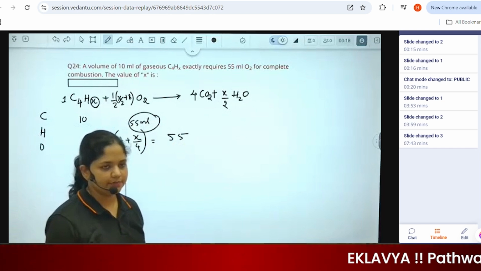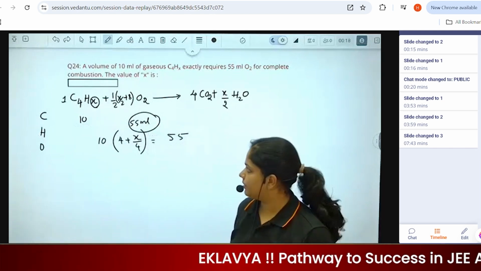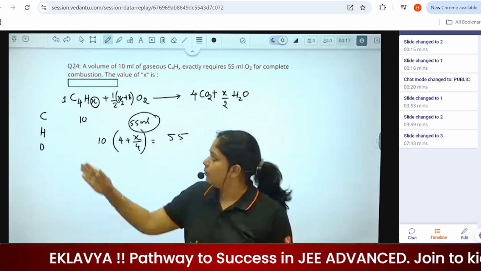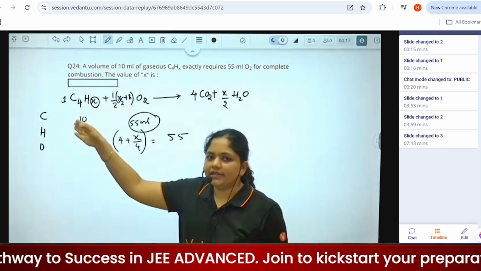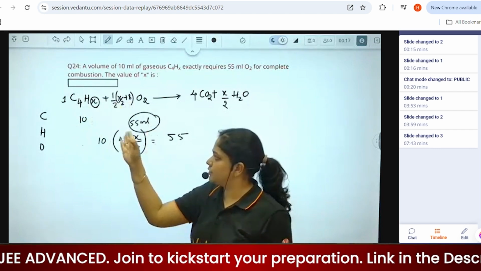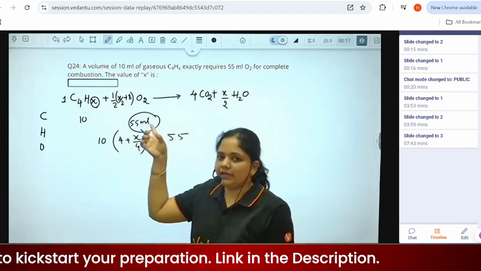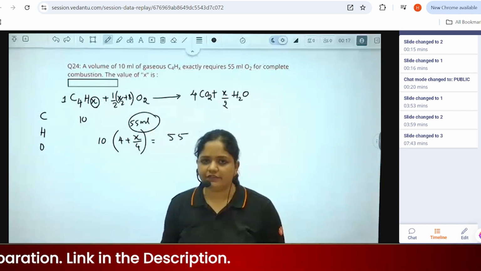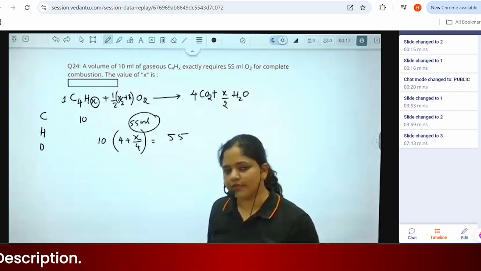Clear with this point? So here, we will have to take the stoichiometric coefficients. 1 will be reacting with these many, 10 will be reacting with 10 into those many. So 10 into those many value they have given, which is equal to 55 ml. Now solve for x, you'll get the answer.